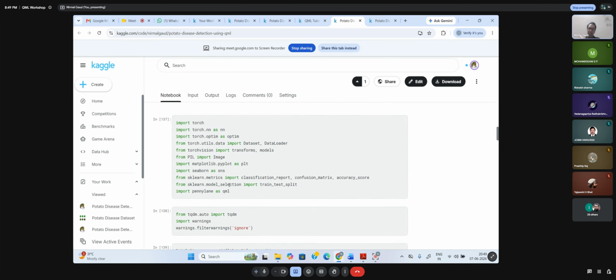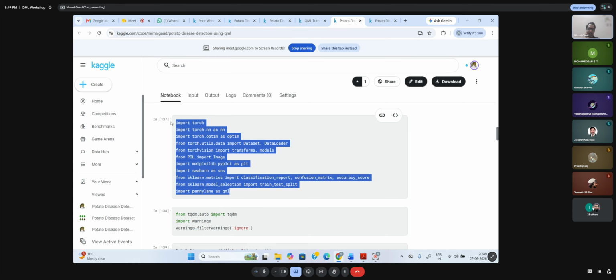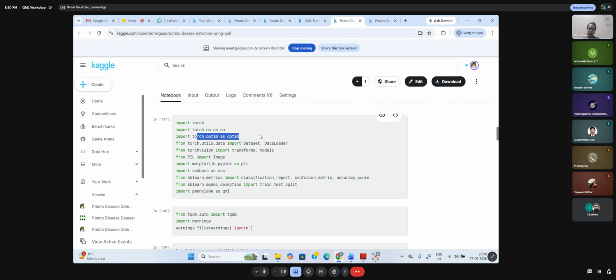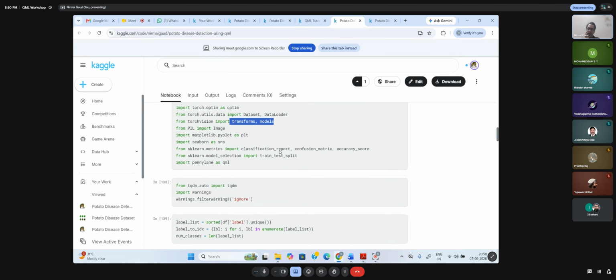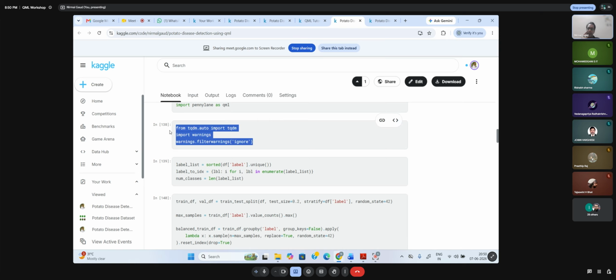After the installation of PennyLane, I have imported the required libraries like Torch. Torch is a deep learning framework. Torch or TensorFlow, whatever you like, you can use; Torch I am recommending from my side. So Torch, neural network, Torch optimizer, load the data using Torch, and then transformations and models. Then some basic libraries: Matplotlib, Seaborn already done. Sklearn classification report and confusion matrix, because this will be a classification problem. To show the training progress, I am taking tqdm.